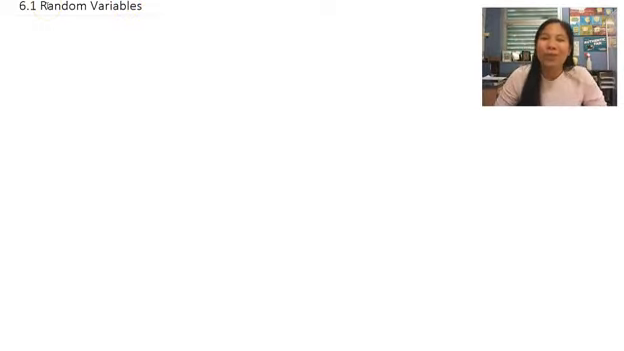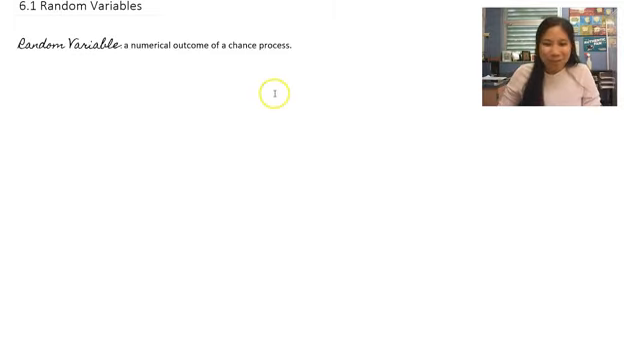So in chapter 6, we start off with random variables. Random, not like, "Oh, that's so random," but mathematically, a random variable is a numerical outcome of a chance process. A chance process is just something that we can find the probability of. Flipping a coin is a chance process, rolling a die is a chance process, or even being able to pick someone out of a group of people is a chance process.